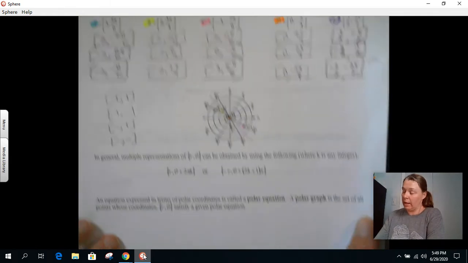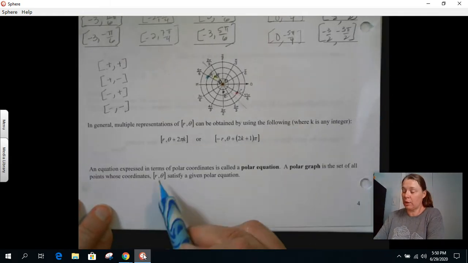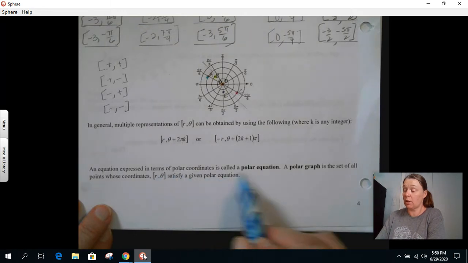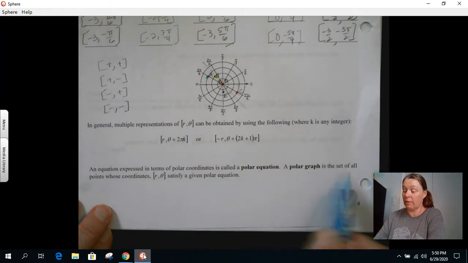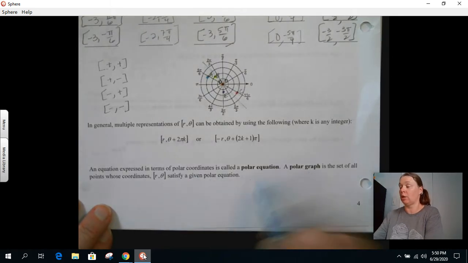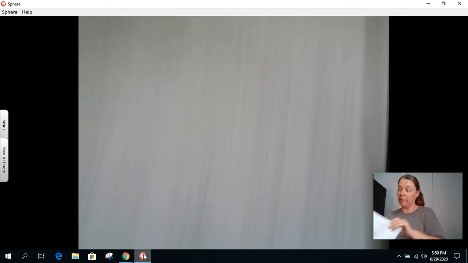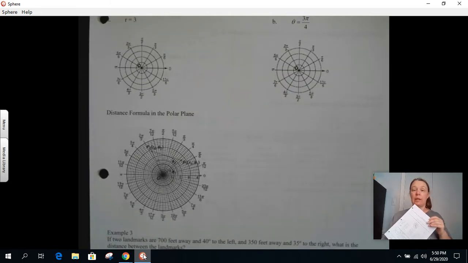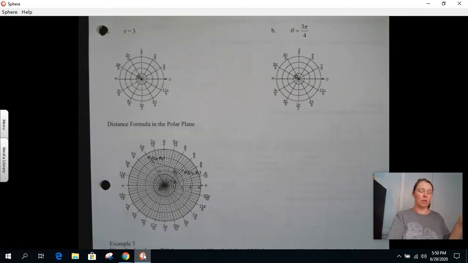Okay, so then next, an equation expressed in terms of polar coordinates is called a polar equation. A polar graph is the set of all points whose coordinates (r, theta) satisfy a given polar equation. Okay, today we're going to look at a couple of very basic polar equations, and then later in the chapter we'll look at some more complicated ones. The graphs of these actually get really interesting.